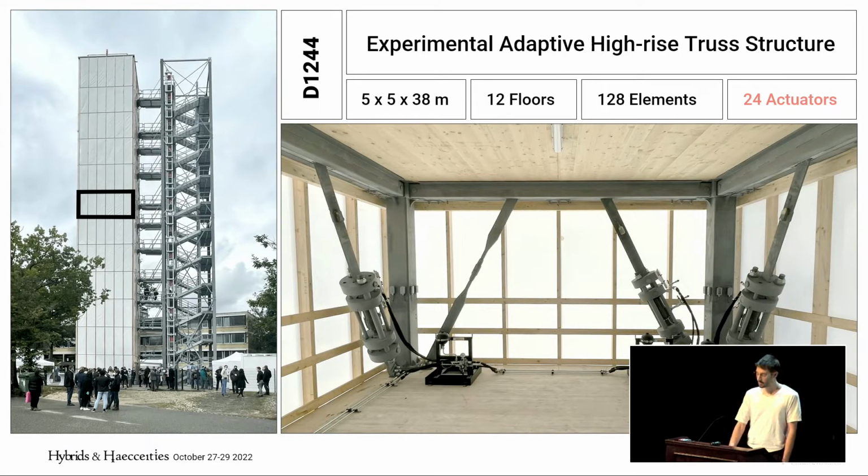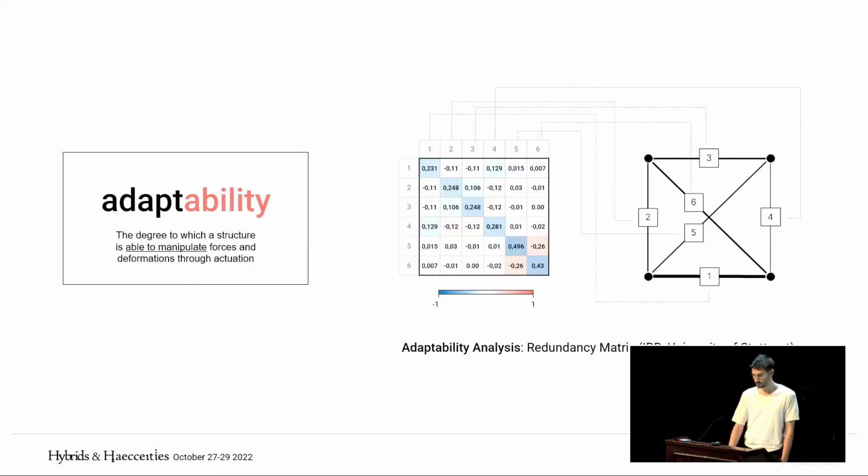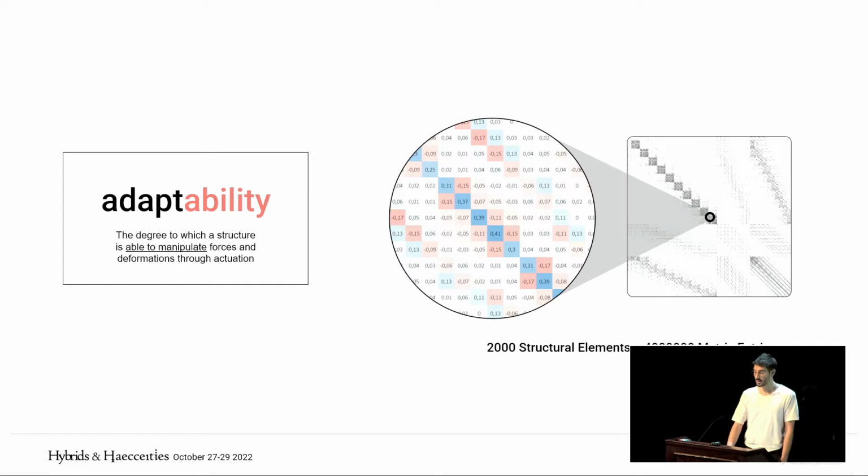The downside here, though, is that the system is based on a highly conventional structural typology, not capable of fully exhausting the potentials provided by ultra-lightweight construction due to its limited adaptability. Here, adaptability describes the degree to which a certain topological layout allows for forces and deformations to be manipulated. And the means for measuring adaptability, in turn, are so-called redundancy matrices, which contain millions of entries for structures of a significant scale.